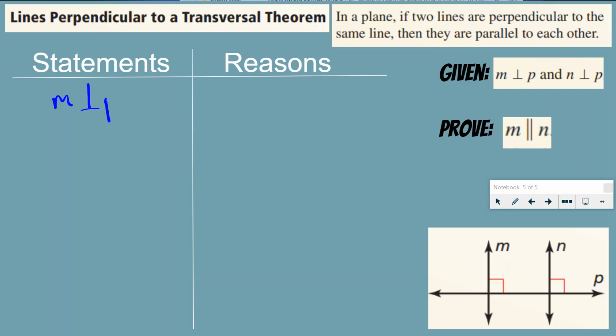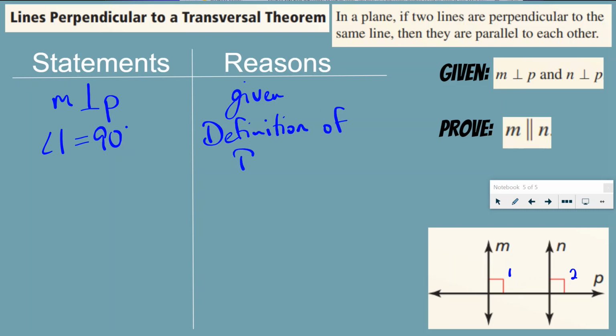M is perpendicular to P. And again, I'm going to have to label some of these angles. I'm going to call this angle 1 and this angle 2. So I know that angle 1 is equal to 90 degrees because I know that this is perpendicular. So that's by the definition of perpendicular lines.